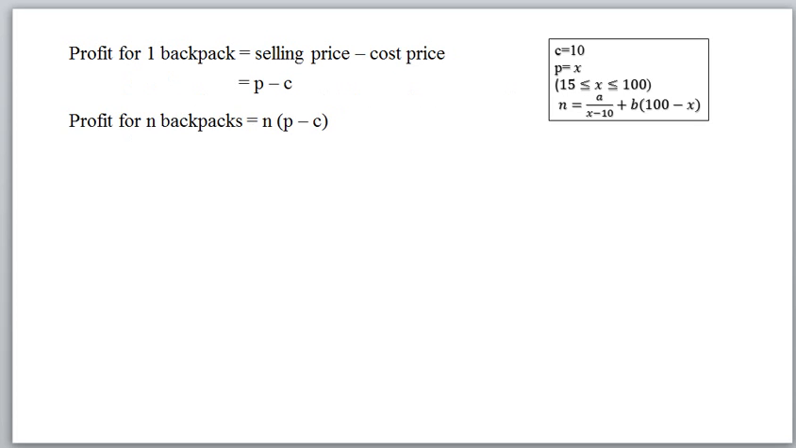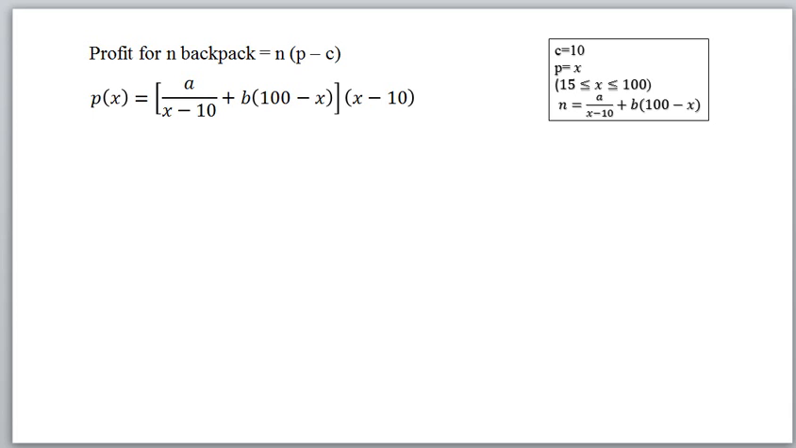So, the profit for one backpack equals the selling price minus the cost price, which is P minus C. Therefore, the profit for N backpacks equals N multiplied by P minus C. The summary box here at the side just shows you what each letter corresponds to, and we will use this to replace N, P and C. So now, filling in for N, P and C, we get P of X equals A divided by X minus 10 plus B multiplied by 100 minus X, all of that multiplied by X minus 10, where P of X stands for the profit of a certain number of backpacks.